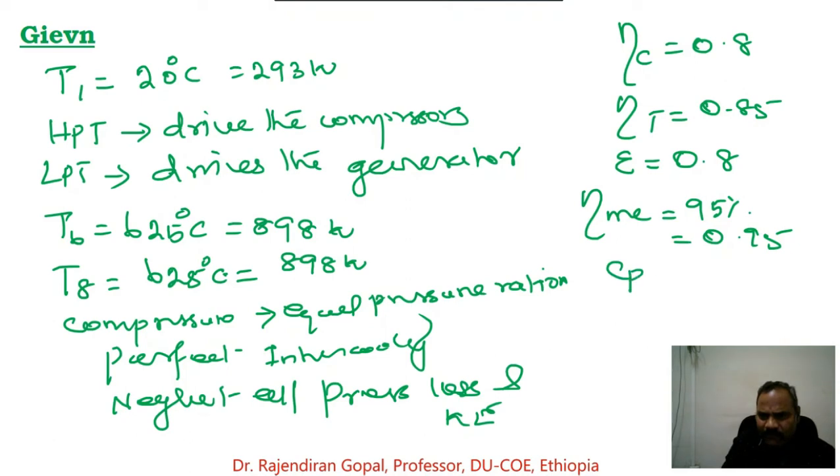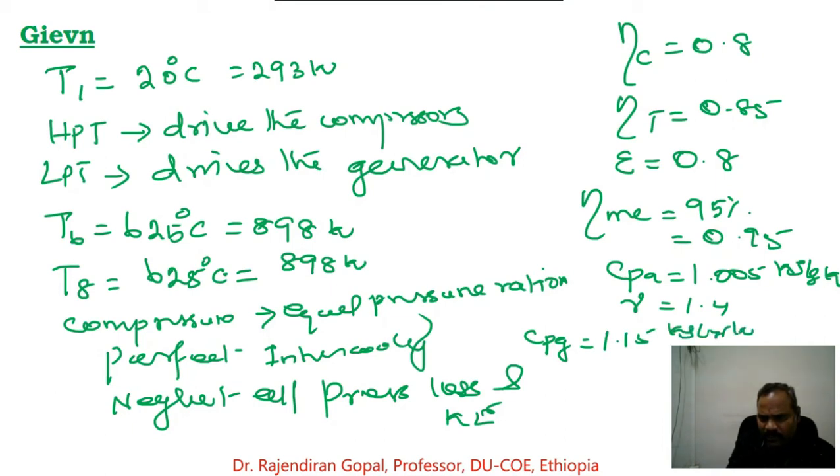Then Cp of air is equal to 1.005 kilojoule per kg Kelvin. Gamma of air is equal to 1.4. Cp of gases equal to 1.15 kilojoule per kg Kelvin. And gamma of gas equal to 1.33.